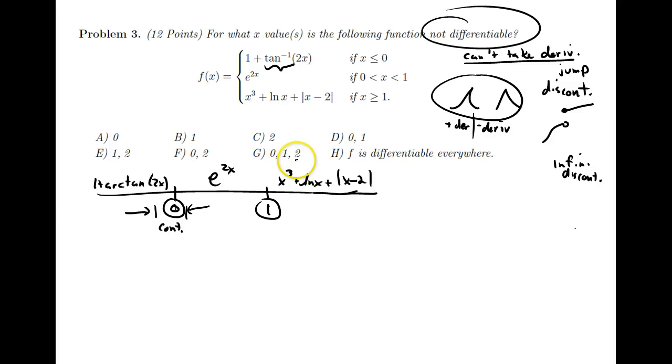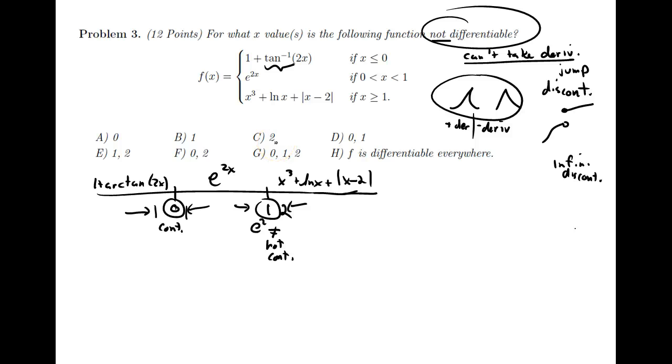But at 1, it should be blatantly obvious that it's not continuous. You don't have to consider that at all. Right? As you go towards 1, this function is e squared. But this is not. It's 1, I don't know, 2 or something. Not continuous. So, not differentiable.